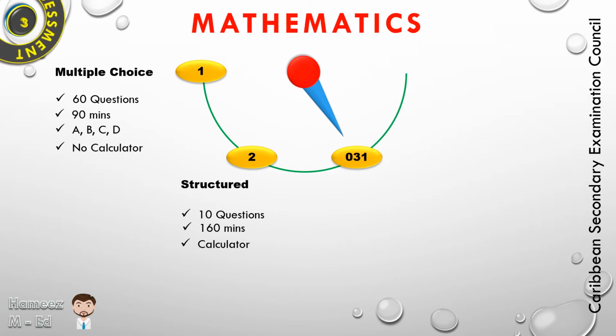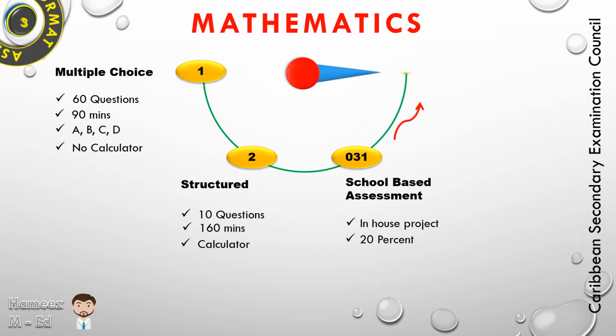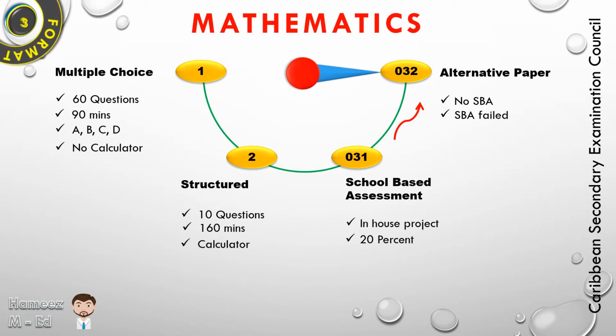The third assessment has the code 031, and is better known as the school-based assessment. This SBA itself is a project which is used to encourage students to apply their math concepts to investigate and explain real-life situations. It is an in-house project, and it carries 20% of the final mark. And there's a fourth assessment, 032. This paper is an alternative paper to paper 031, the SBA. It is for those students who are unable to complete a successful SBA, or if they are considered to be an external student. It comprises 2 compulsory questions which can be taken from any section or combination of sections of the syllabus.